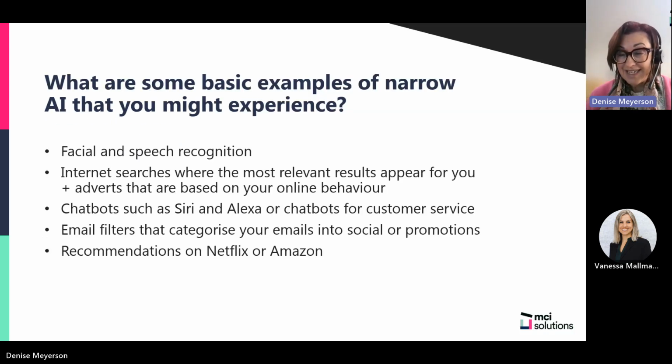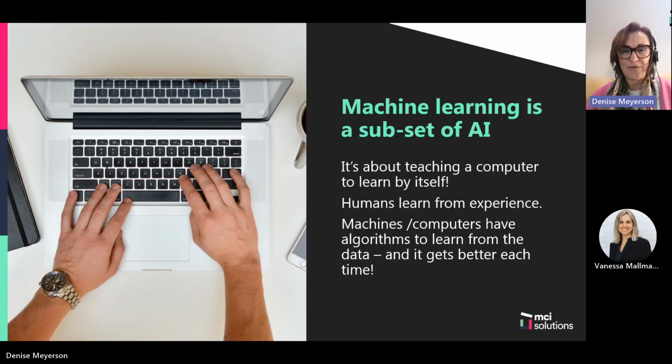Some of you might already have seen examples of artificial intelligence in action. For any of you who have done any kind of facial or speech recognition, that could be artificial intelligence. Internet searches where things come up to you with adverts or social media posts based on your online behavior. Chatbots on customer service calls, or when you use Alexa or Siri. All of these are examples of artificial intelligence in action. For any of you as well who've received recommendations on Netflix or Amazon on what to buy or what to watch next, there's another example for you.